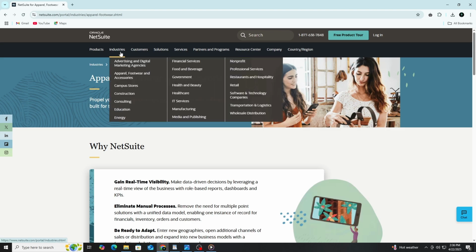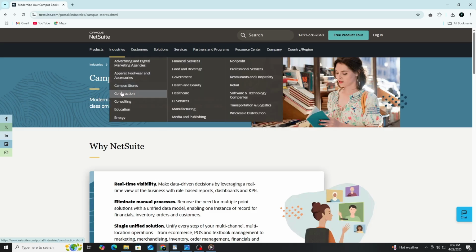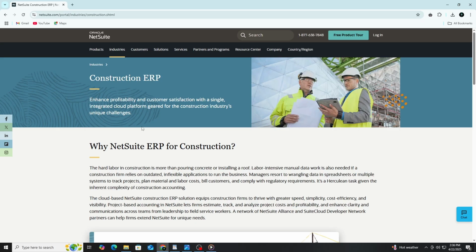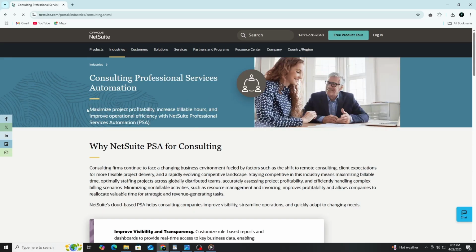Campus stores also have their own solution. This is for college and university bookstores. It connects your store to student accounts, point-of-sale systems, and inventory management. Construction companies can use NetSuite for job costing, budget tracking, and field operations. It's ideal for contractors managing multiple projects. For consulting firms, NetSuite offers tools to manage client relationships, project delivery, and billing. Everything is organized in one system, from proposal to payment.